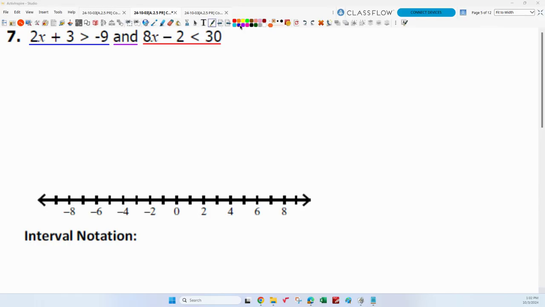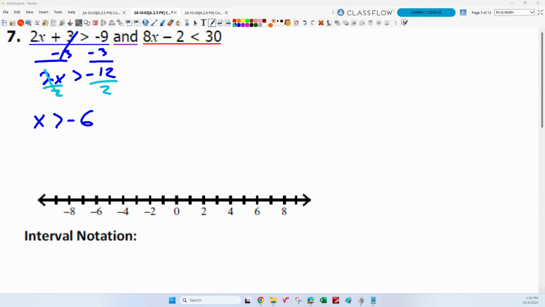Okay, this is a pretty easy one. What are the 2 steps to isolate x in the blue inequality? Subtract 3 and then divide by 2. Everybody agree? Okay, so we subtract 3. We get 2x is greater than what? -12. You guys told me divide by 2. That's correct. Now we're dividing by a positive, so we don't flip any signs. So we get x is greater than -6.